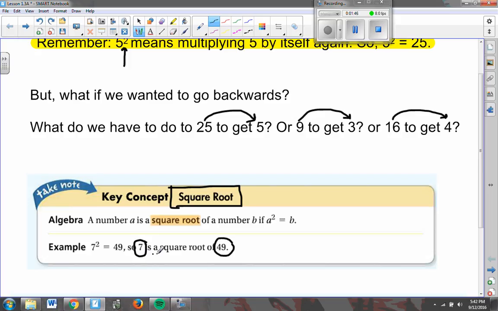It says it's a square root. We'll actually get to much later in this chapter the fact that there's a positive and negative, but for today, we're just worried about the positive numbers. So we go from 49 back to 7, right, by taking the square root of 49. And we're just asking ourselves, okay, what number do I have to times by itself, multiply by itself again, to get 49? And in this case, it's 7 times 7. So 7 is the square root of 49.